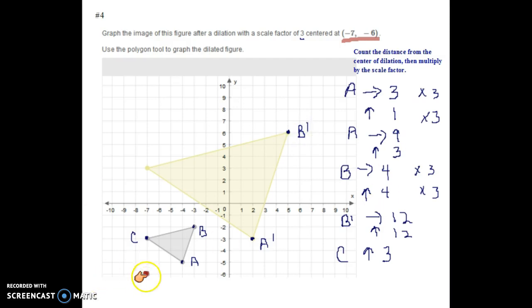Now, from my center of dilation to my C, I'm not going left or right. I'm just going up 1, 2, 3 units. So I'm going to multiply that by 3. So for my C prime, I'm simply going to go up 9 units. So up 9 units is right here. So that's how you're going to find your new coordinates.